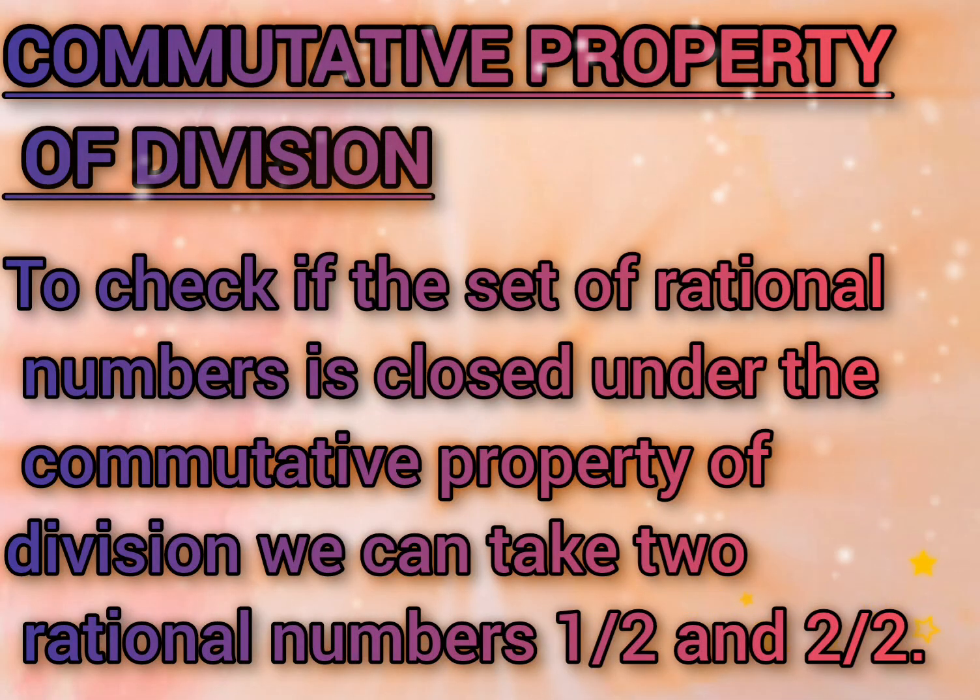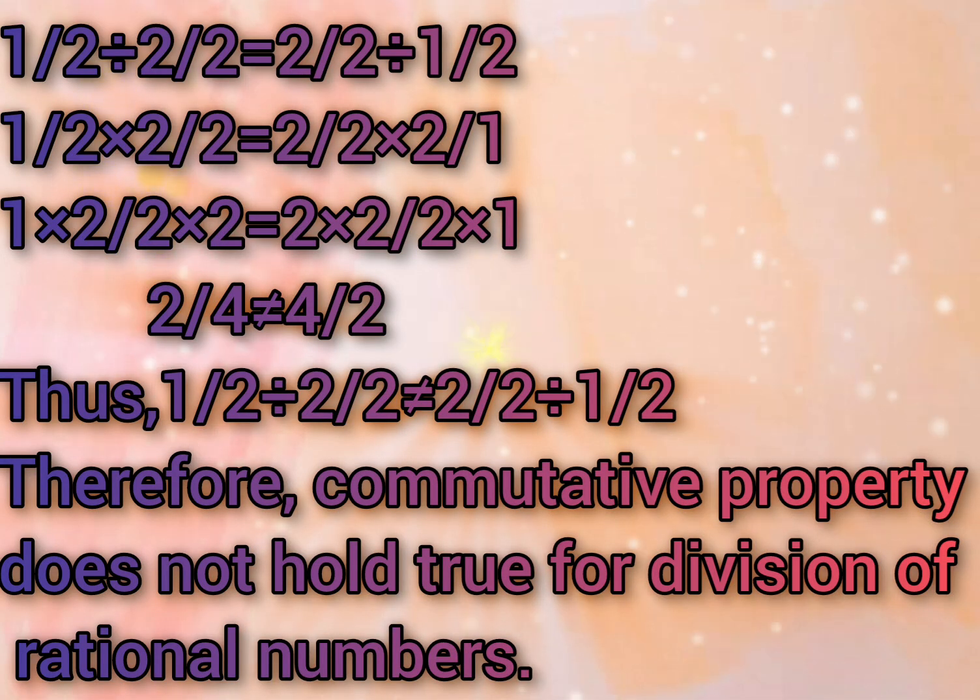Commutative property of division. To check if the set of rational numbers is closed under the commutative property of division, we can take two rational numbers 1 by 2 and 2 by 2. Now we will divide 1 by 2 and 2 by 2, which is equal to 1 by 2 into 2 by 2 is equal to 1 into 2 by 2 into 2 is equal to 2 by 4.